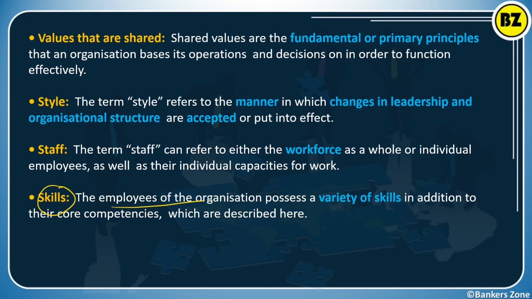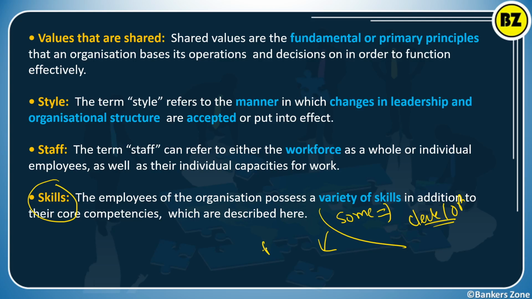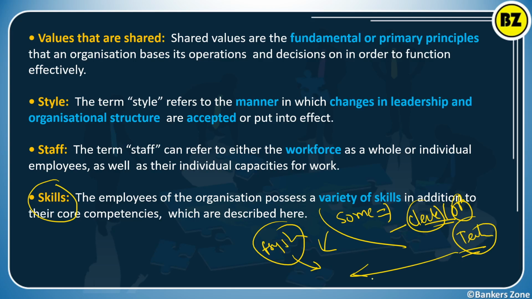The skills. So employees of the organization possess a variety of skills in addition to the core competency, which are also described, right? So we have to consider the skills of the employees also while we are implementing the change. For example, if some employees are working in the bank as a clerk or as an officer in the branches, but we have to migrate for the system upgradation, then the people who are clerks and officers and have a technical graduation background will be more useful. So that's why the skills are important here.